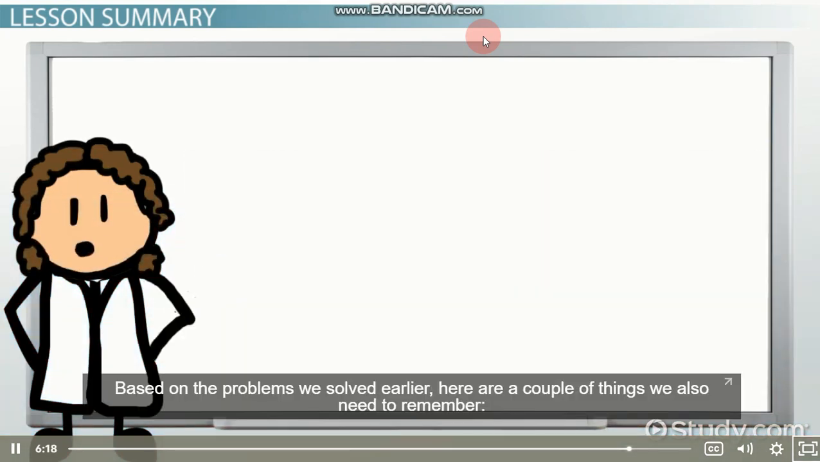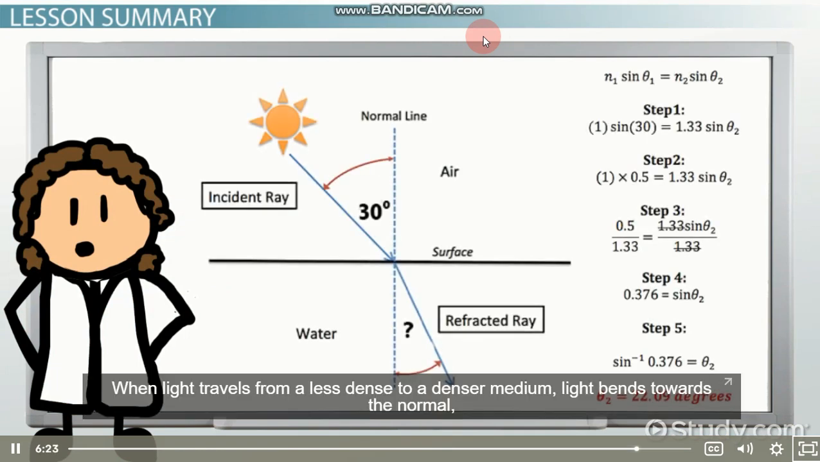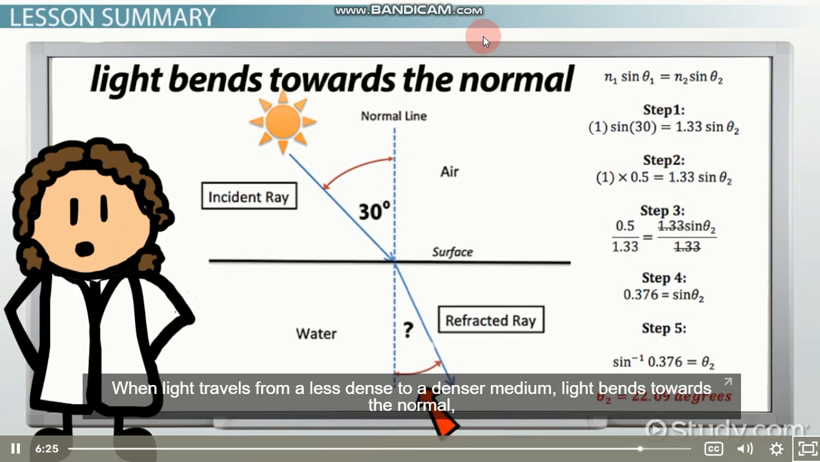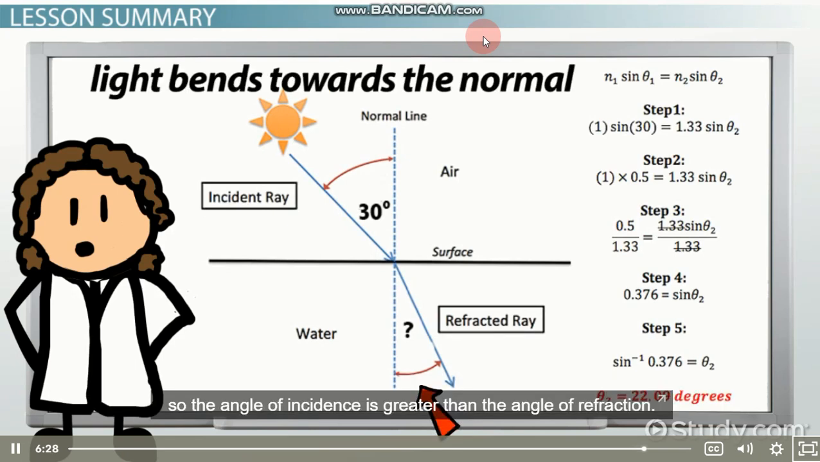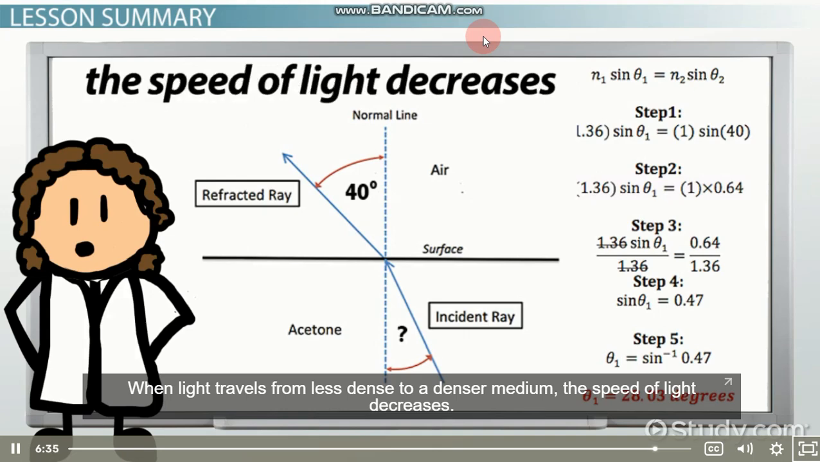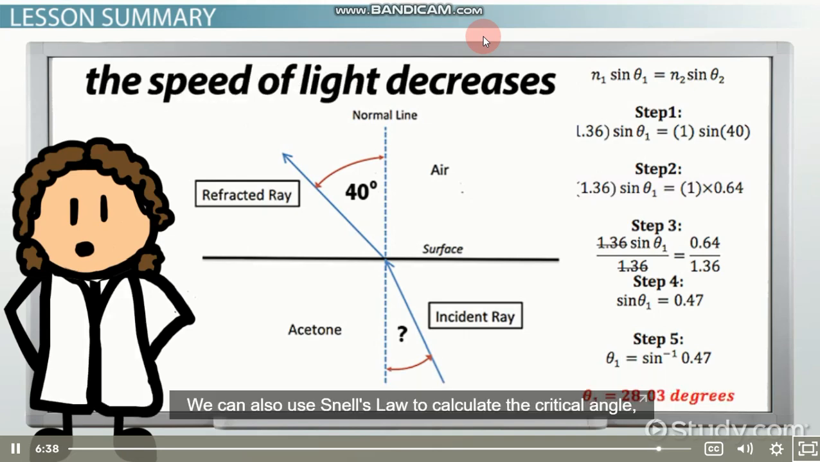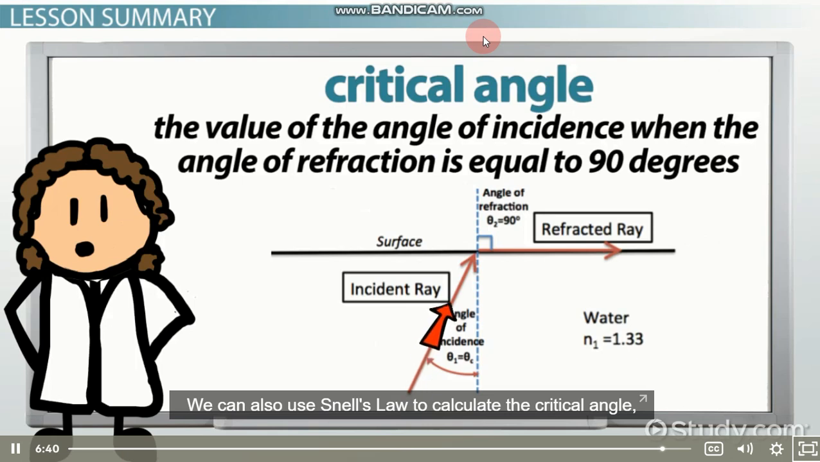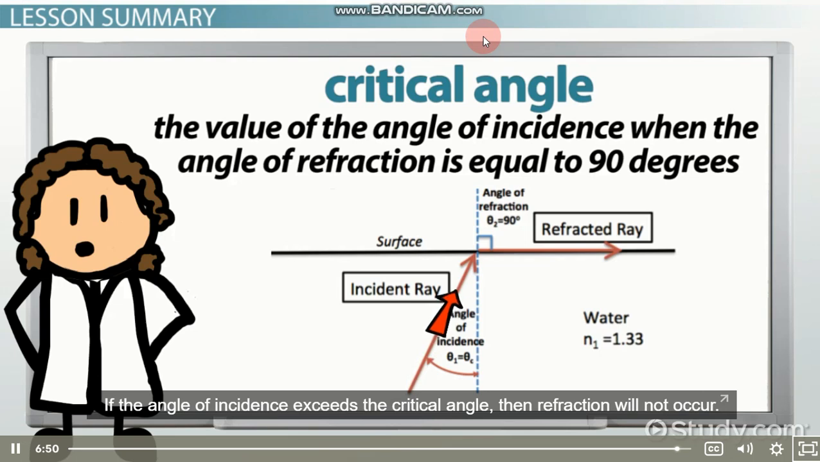Based on the problems we solved earlier, here are a couple things we also need to remember. When light travels from a less dense to a denser medium, light bends towards the normal, so the angle of incidence is greater than the angle of refraction. When light travels from less dense to a denser medium, the speed of light decreases. We can also use Snell's law to calculate the critical angle, which is the value of the angle of incidence when the angle of refraction is equal to 90 degrees, or perpendicular to the normal line. If the angle of incidence exceeds the critical angle, then refraction will not occur.